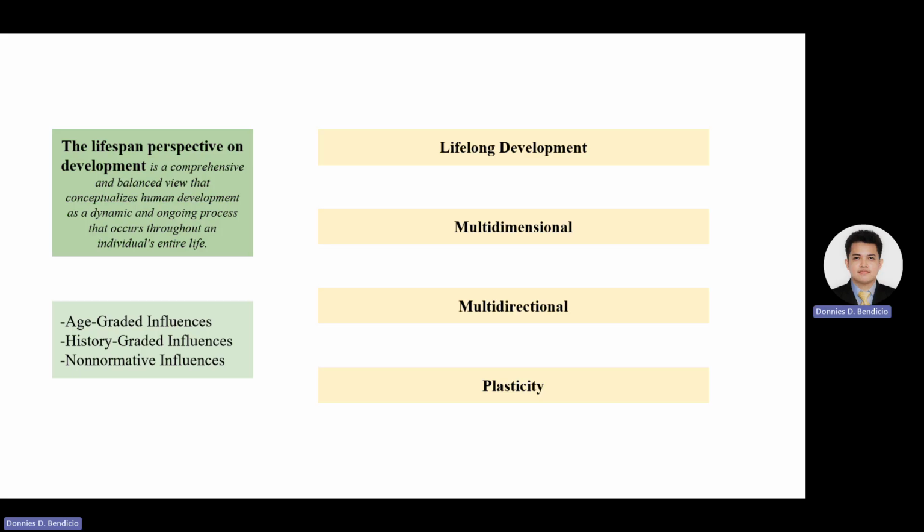The lifespan perspective provides a holistic and balanced view of human development by emphasizing that development is a lifelong, multidimensional, multidirectional, and plastic process influenced by a variety of interacting forces. It also acknowledges the complexity and uniqueness of each individual's developmental journey while also recognizing the commonalities and patterns that emerge across the lifespan.